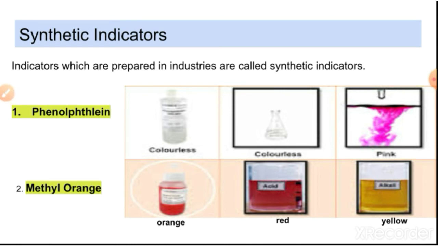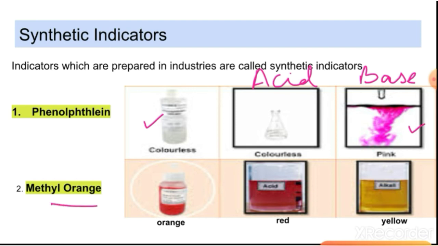Now next is synthetic indicators. What are synthetic indicators? The indicators which are prepared in industries with chemicals are called synthetic indicators. So the first example of synthetic indicators is phenolphthalein. Phenolphthalein is colorless in nature, and in the presence of acid it remains colorless. It does not change its color in the presence of acid. In base it turns pink in color, a very beautiful pink color like this. So this pink color indicates that the given substance is basic in nature.